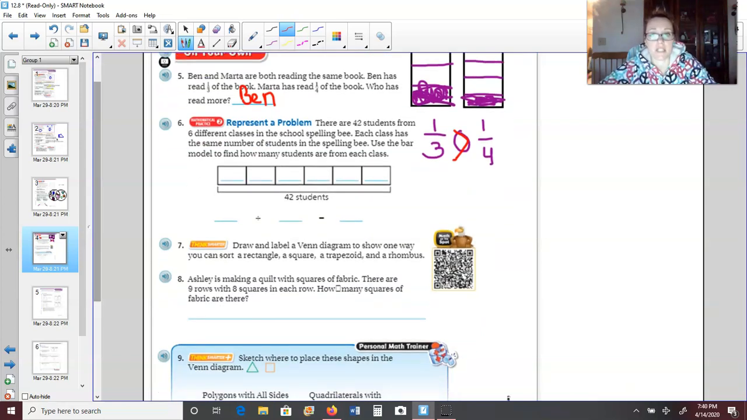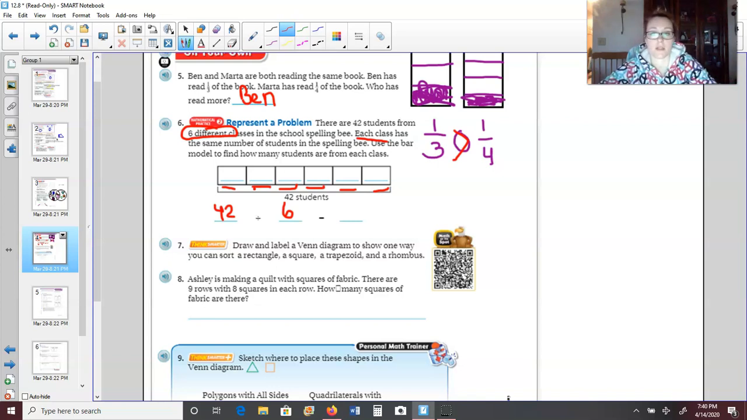Okay? Number 6, there are 42 students from 6 different classes in the school spelling bee. Each class has the same number of students. Use the bar model to find how many students are from each class. So this, boys and girls, is simply a division problem. We have a total of 42 students, and we are dividing them among the 6 different classes. And so there are 6 different parts of our bar model here. And we need to figure out what number would go in each section of the bar.